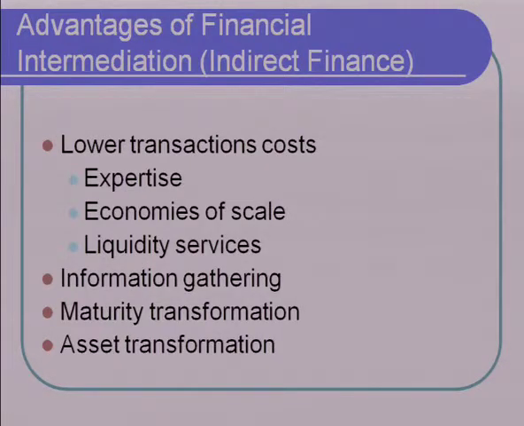A very important aspect of financial intermediation is what we call maturity transformation. If you think about the nature of commercial banking, the basic idea is that they take deposits and make loans. At its very simplest, that's what happens with a commercial bank. They take deposits and make loans.